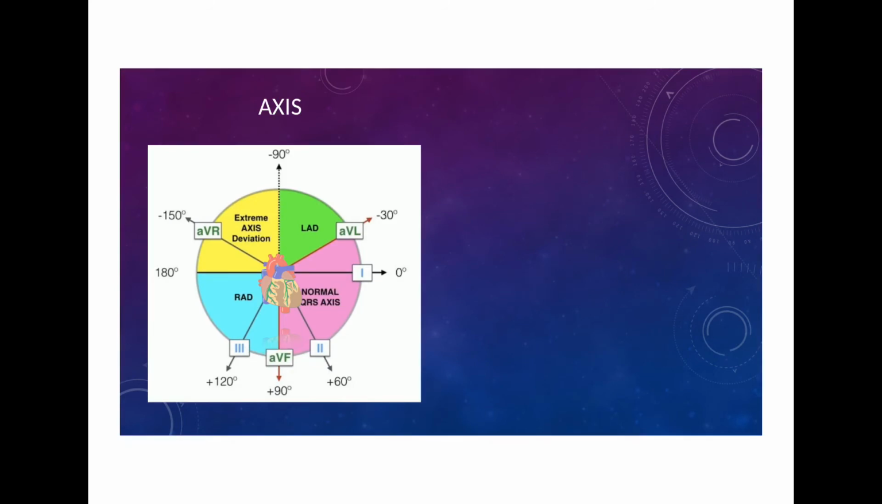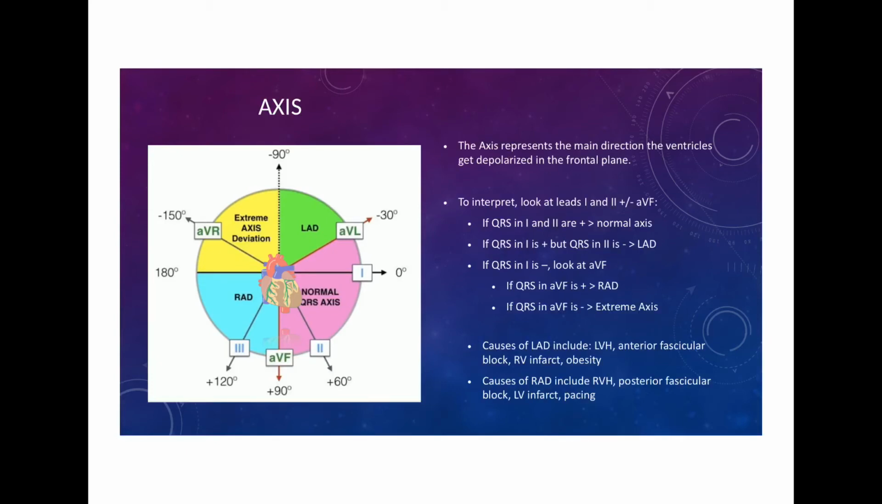So moving on to axis. Axis is essentially the main direction that electricity travels when it depolarizes the ventricles. And so if you see here, the sinus node would be sitting around here somewhere, and the ventricles are mostly down and to the left of the AV node. So the major direction of ventricular depolarization is aligning itself mostly with lead 2. And it's also mostly right to left, so it's also aligning with lead 1. And it's also mostly from top to bottom, which is aligning with AVF.